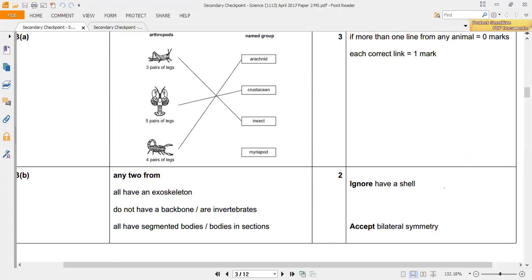If you mention any of those 2 characteristics, it will be okay. All have an exoskeleton, okay. If you say they do not have a backbone because they are invertebrates, and all have segmented bodies, also okay. Bodies in sections also okay. If you say bilateral symmetry, okay. But if you say half shell, it will be ignored, because what covers the body is not a shell. It's an exoskeleton made of chitin, while the shell found in snails is made up of calcium carbonate.